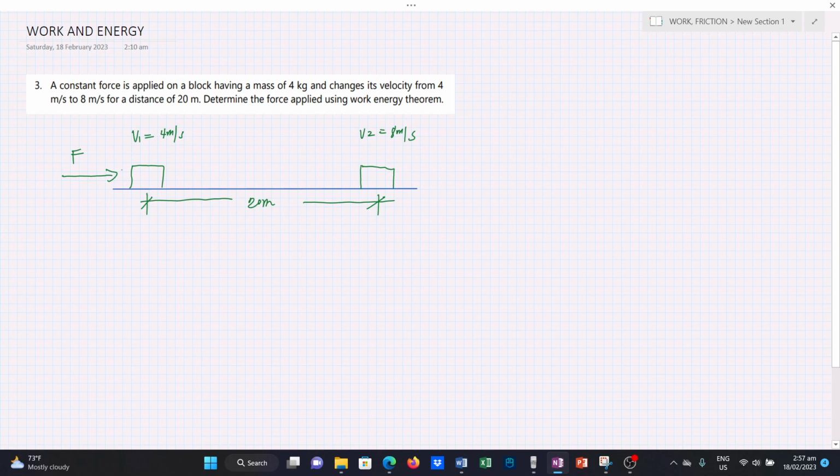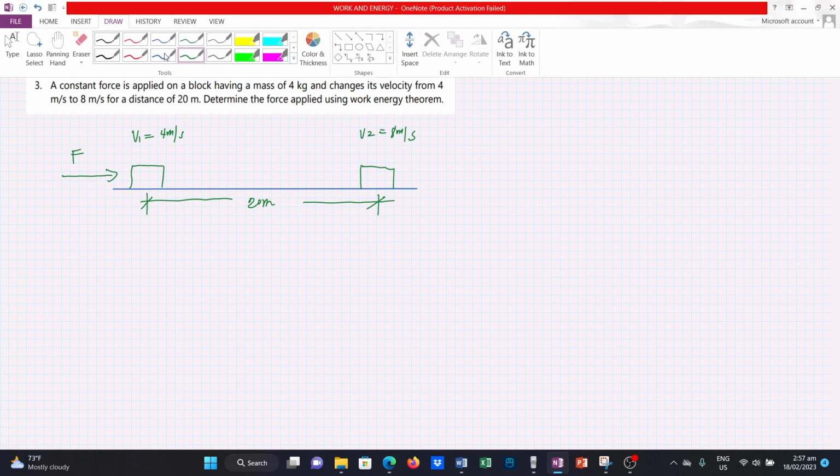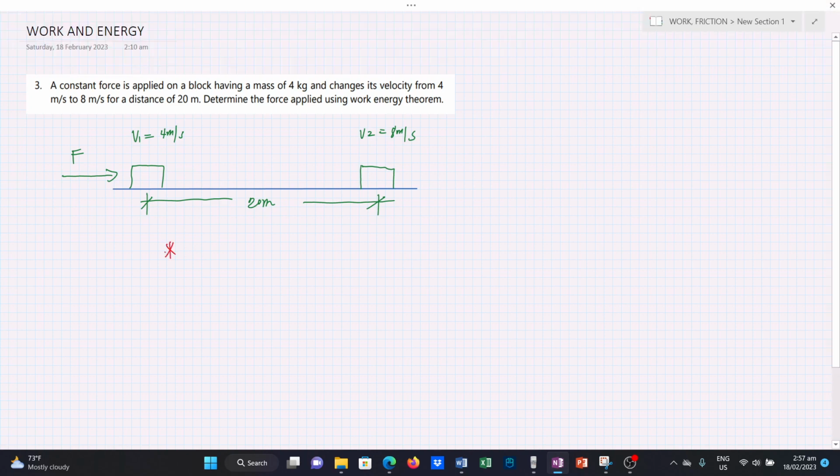Determine the force applied, which is yung force na inapply natin, using work energy theorem. Take note class na yung work energy theorem, wala ata sa module nyo, no? Work energy theorem states that work is equal to kinetic energy, I think.